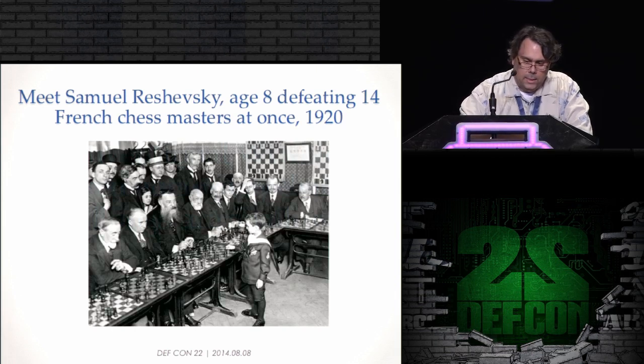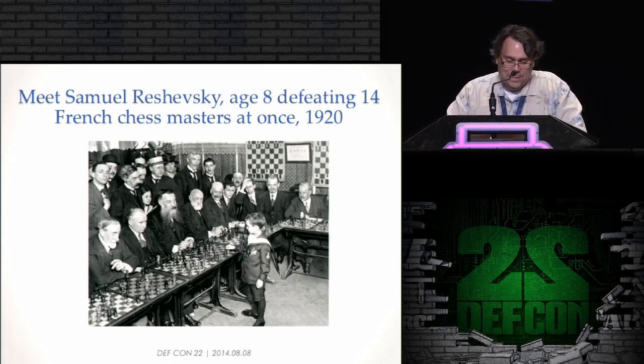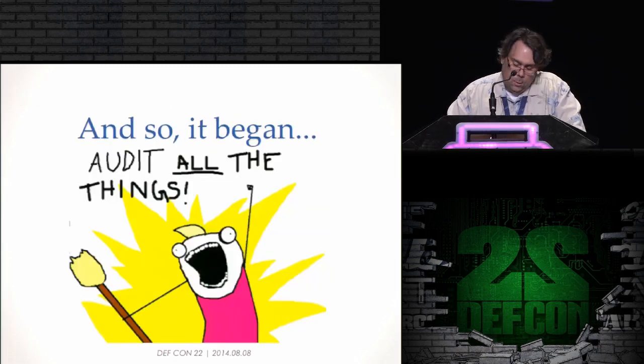I love this picture. This is from 1920. Sam Reshevsky beat 14 chess masters at the same time in simultaneous play. The point of this is just that there are some skill sets which are orders of magnitude different than others. So we talked and we said, this is an important piece of software.